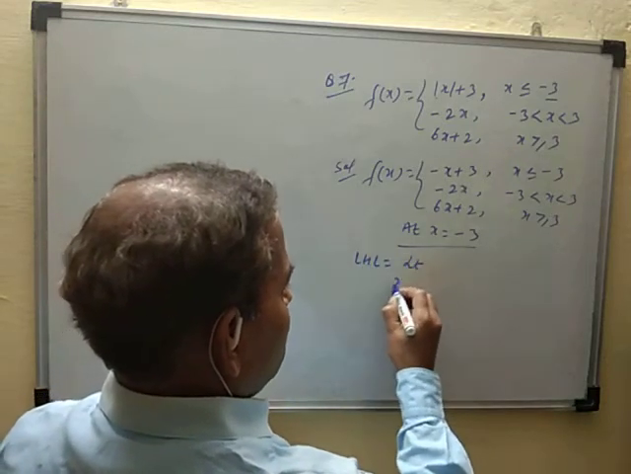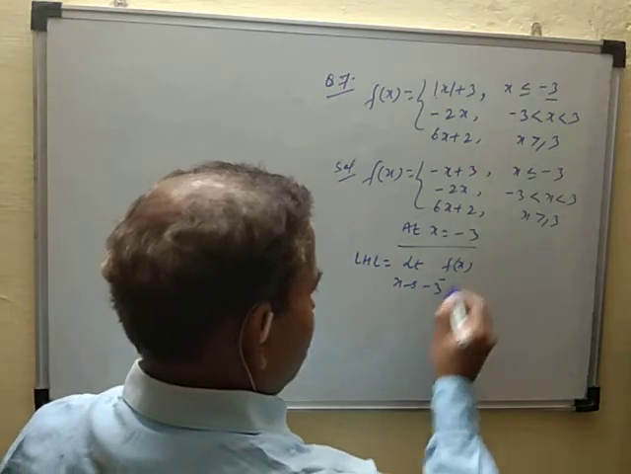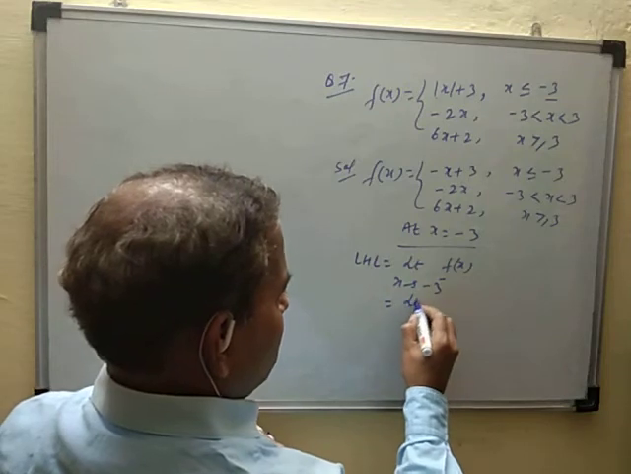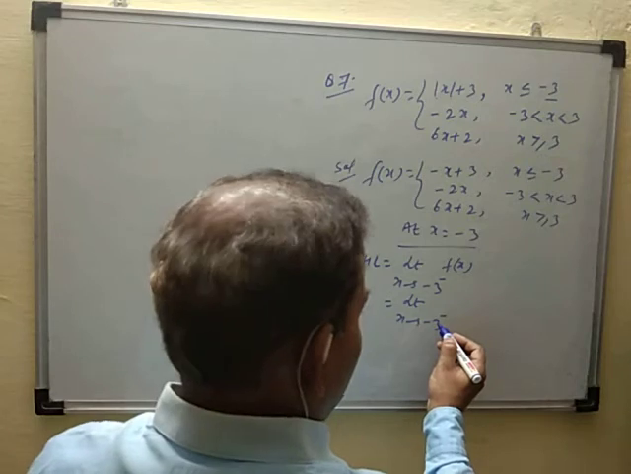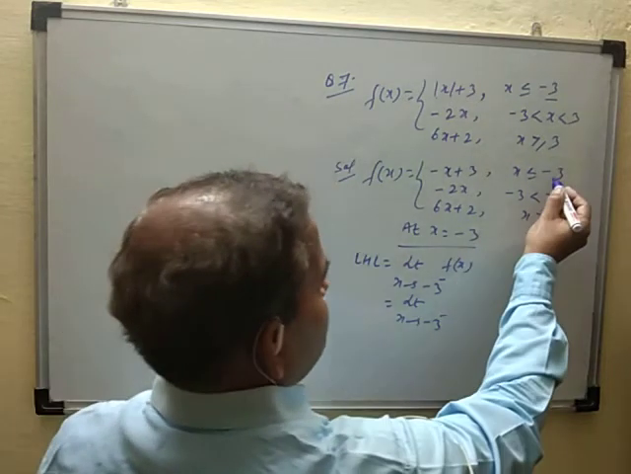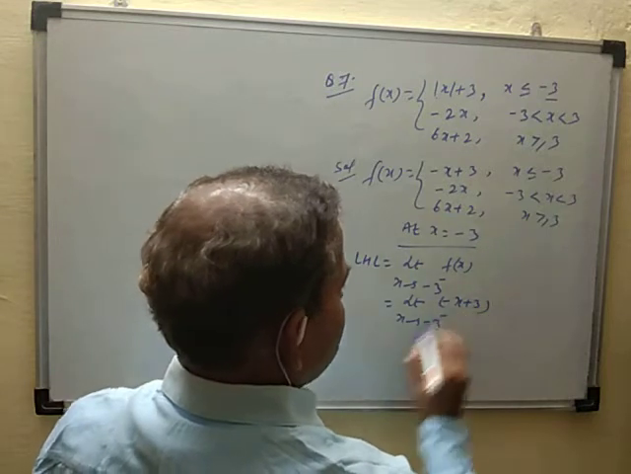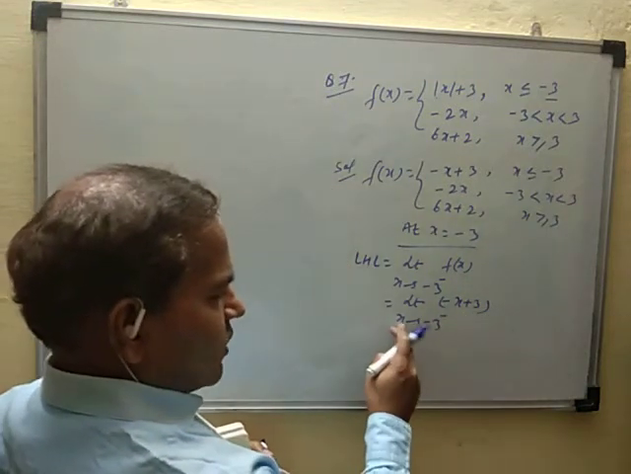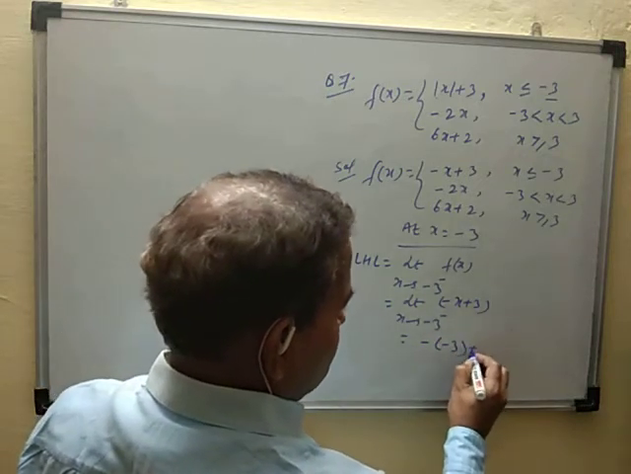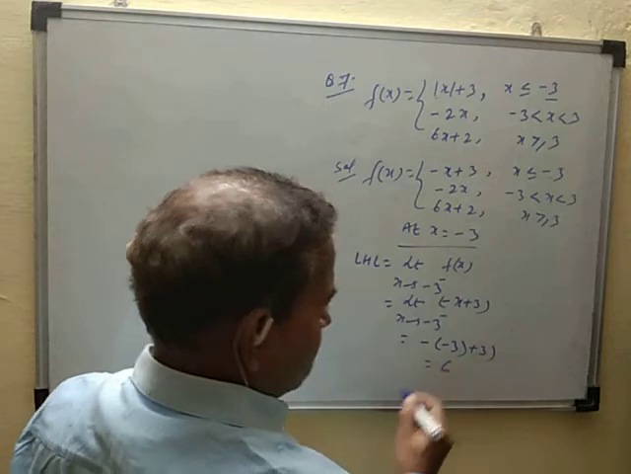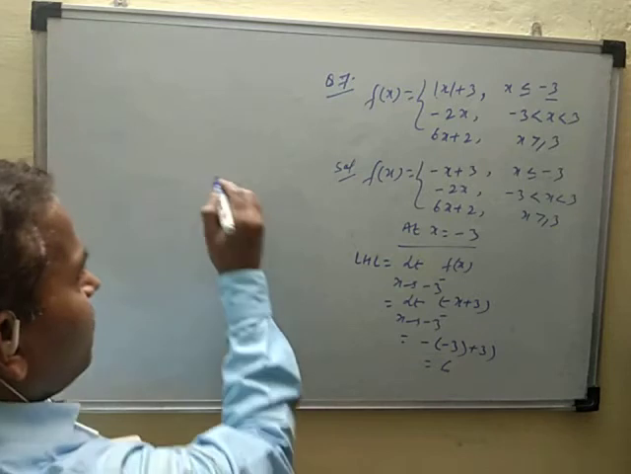LHL is equal to limit x tending to minus 3 minus f of x. This equals limit x tending to minus 3 minus, that is less than minus 3. When x is less than minus 3, then the function value is minus x plus 3. Now put x is equal to minus 3. So 3 plus 3 is equal to 6. So this is the LHL. Now find RHL.